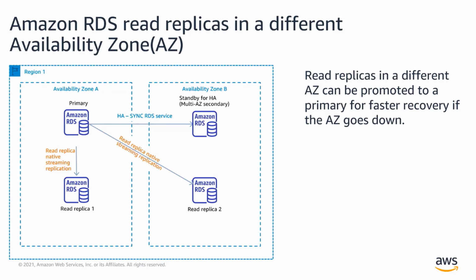AWS recommends you create your read replica instance with at least the same size or even higher as compared to your primary database to avoid issues like high replica lag. But you can create the read replica instance using a different compute size from your primary database instance. So in this scenario, if availability zone A goes down, your standby will take the role of primary. But for cases where you don't have standbys, you can promote your read replicas to primary for faster recovery.